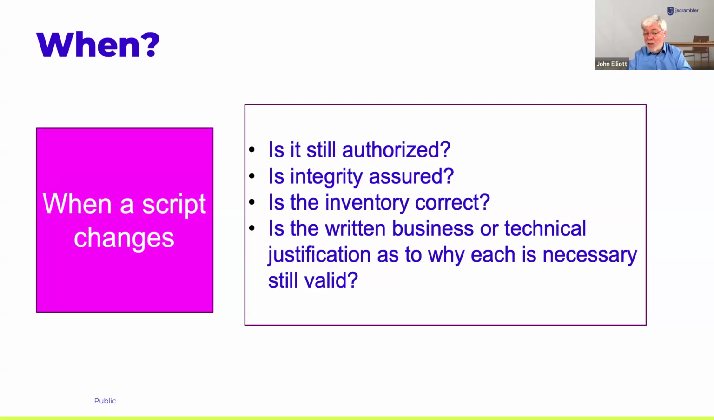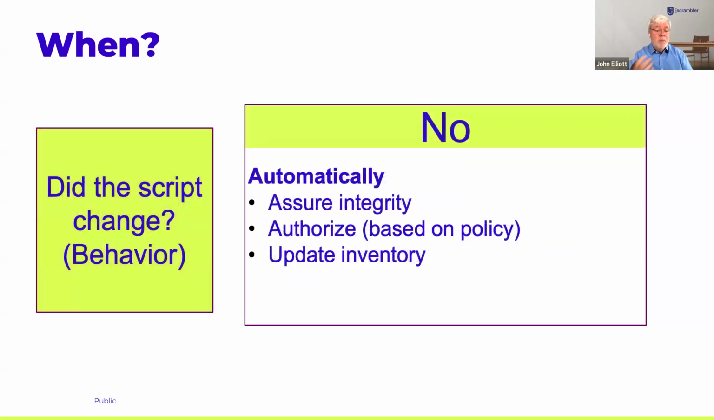Well, if Elavon changes their script, the integrity is probably assured. You probably don't need to worry about that. But different types of script have different levels of inherent assurance, and the big question we ask ourselves is, did the script change its behavior? Because if it didn't change its behavior, if it's doing exactly the same sort of things, you can probably assure the integrity because its behavior has not changed. You can authorize it based on a policy decision and automatically update the inventory.